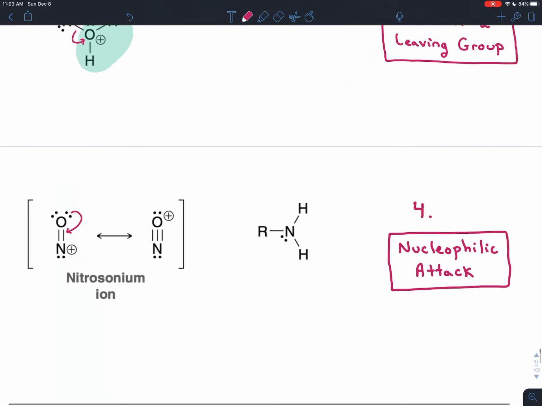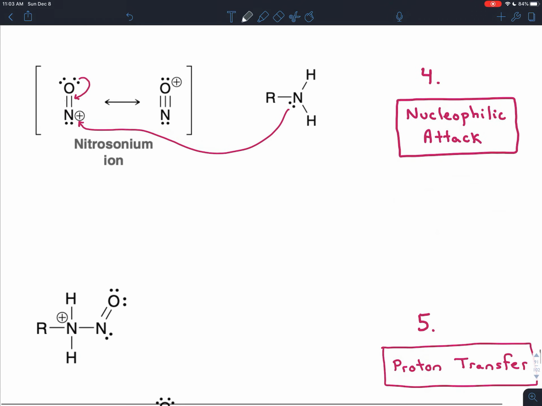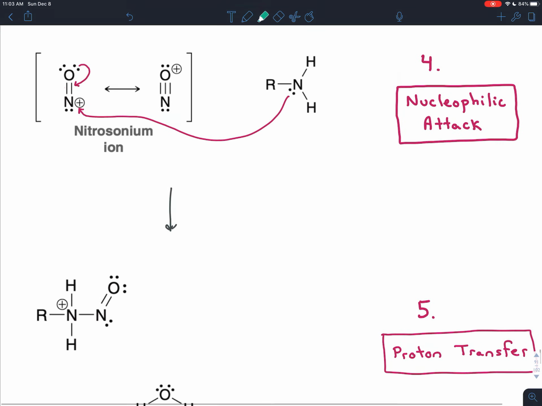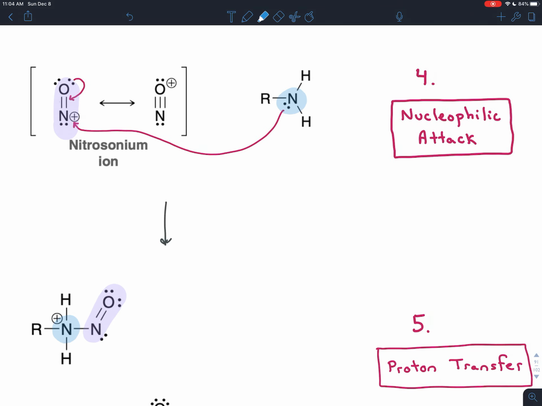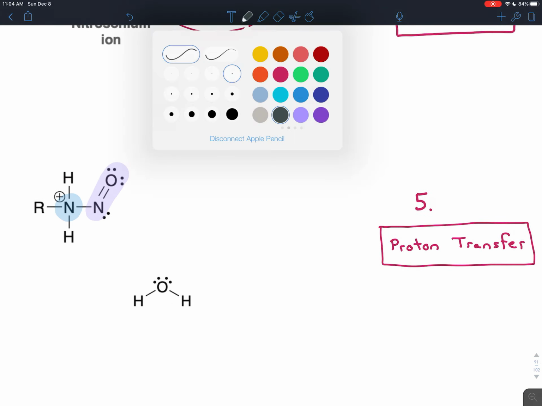So here, the lone pair can swoop in, attack the positive nitrogen, and we would have this structure down here. So if you're trying to make connections, this nitrogen is this one here, with the 2 hydrogens on it and a carbon chain, the R group. And because it has 4 bonds, it has a full positive charge. Well, we want to stabilize that. So we're going to do a proton transfer.